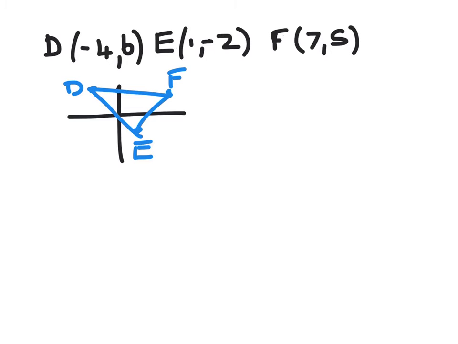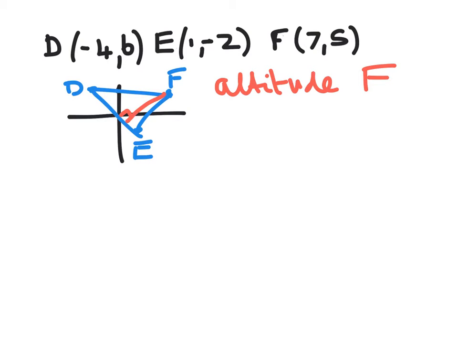So here's a quick example. We've got the points D, E and F, and I've plotted them on a grid to help us. We want to find the altitude through F. So this line here goes straight across and cuts that side at 90 degrees.